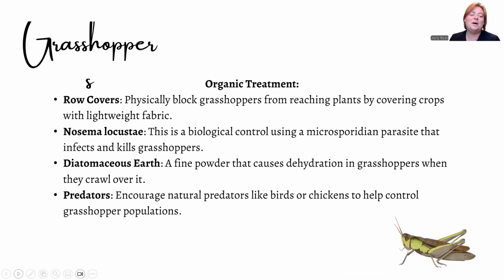And then predators. Encourage natural predators like birds and chickens to help control the grasshopper populations. The only challenge with using your chickens is that if the chickens have eaten all the grasshoppers, they'll also eat your plants and they'll scratch into your rows to get to the grubs and stuff in the soil, and they can do a lot of damage as well. So chickens are not always your best option, but if your garden's at a very mature stage, you can let the chickens in to chase those grasshoppers down, and they will do a good job. And then also birds.